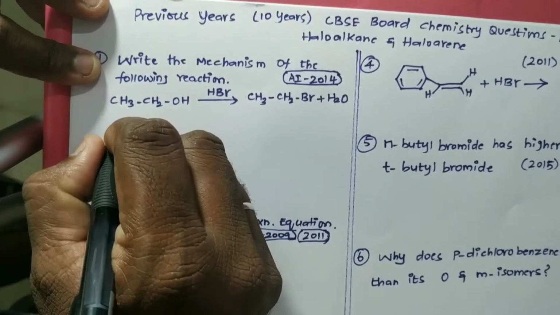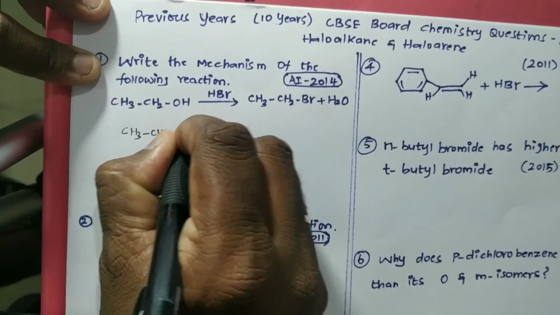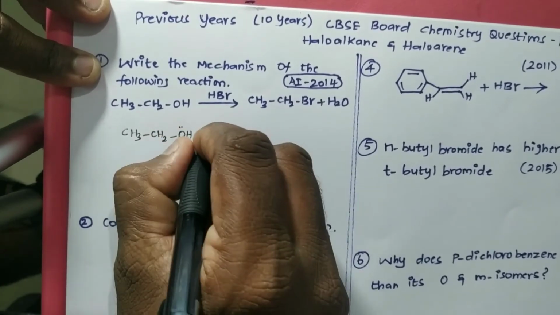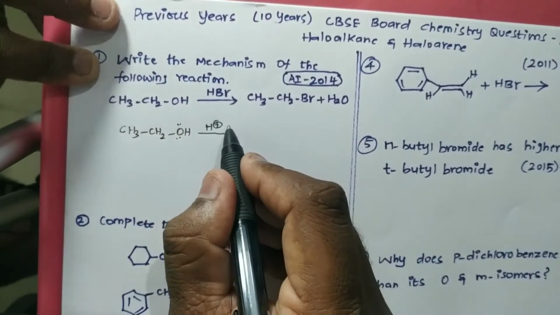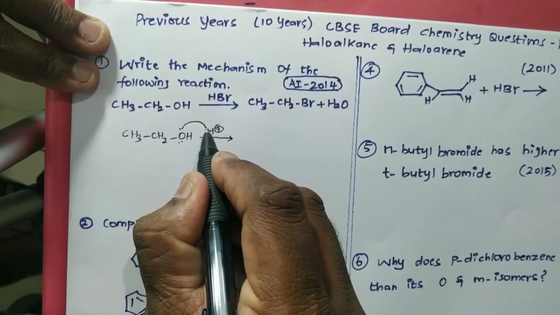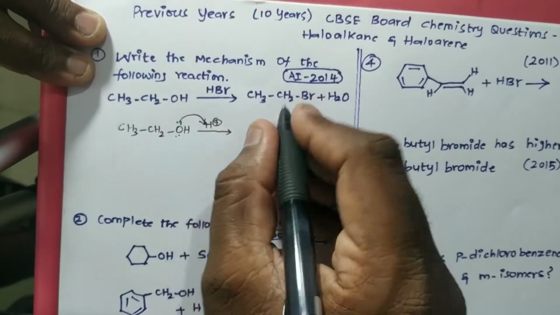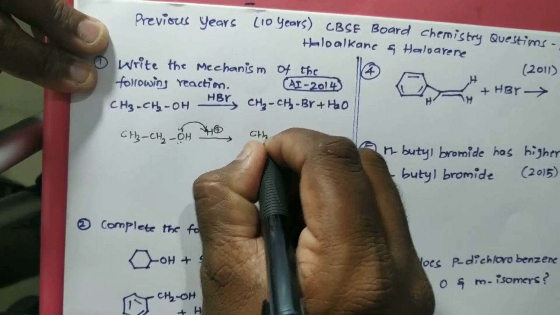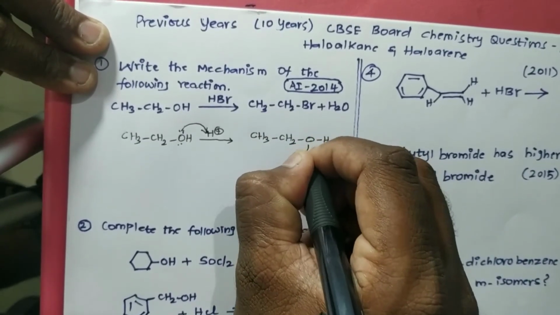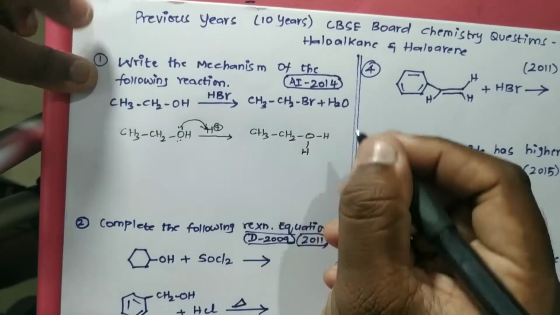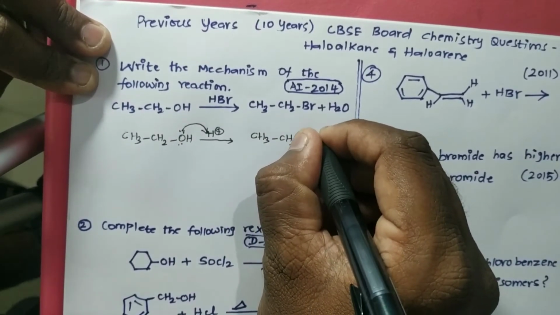Here we have CH3CH2OH, which contains a lone pair of electrons. If it is a halogen acid, H+ and Br- will be there. This oxygen will donate the lone pair, and by that way it accepts the H+ ion. Here CH3CH2 and O, and here also H, the accepted H will be there. And the very important thing is, because of its donation, it loses electrons so that it gets a positive charge.